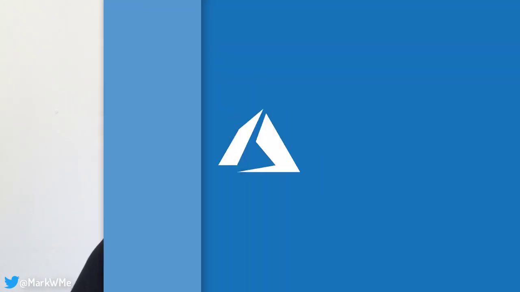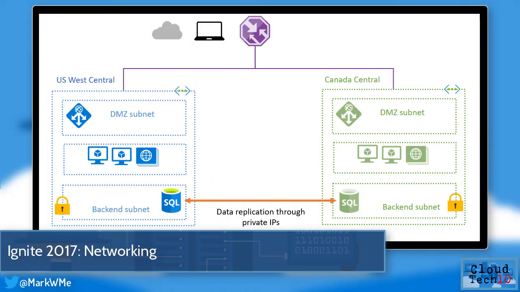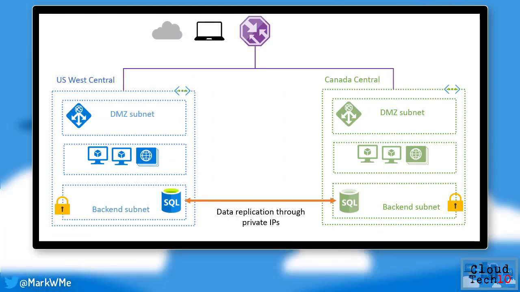I'm Mark and I'm going to tell you everything about Microsoft Azure from Ignite 2017 in 10 minutes or less. Global Virtual Network Peering enables linking virtual networks in different Azure regions, allowing direct virtual machine to virtual machine communication via Microsoft's global backbone network.